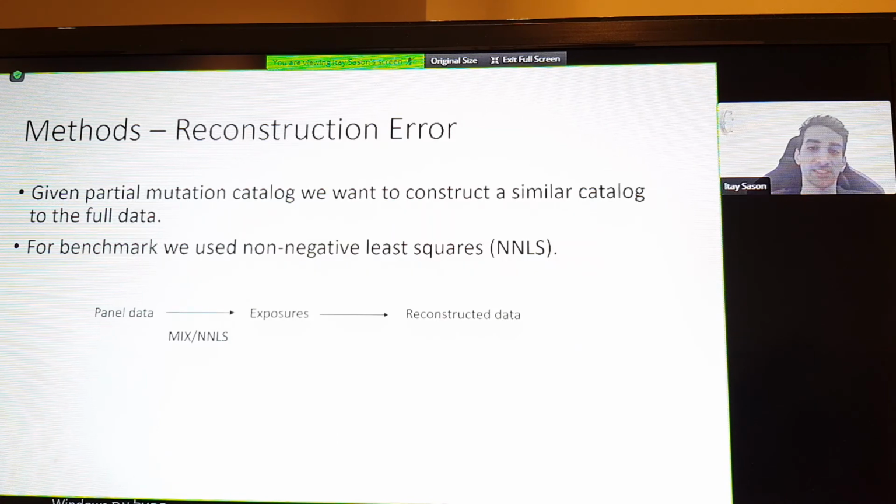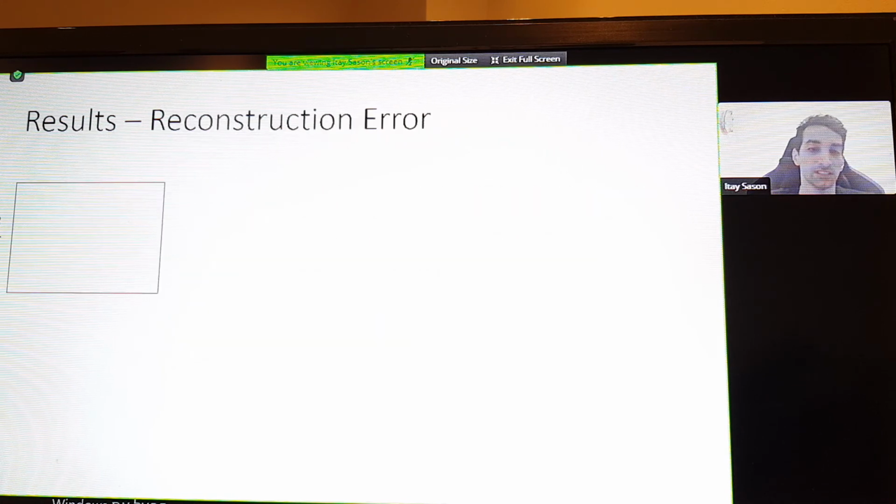Lastly, we wanted to test the performance of MIX on reconstructing hidden mutations. So given a partial mutation catalog, like panel data, we would like to construct the full mutation catalog. In short, we want to construct exposures from sparse samples such that they represent the exposures for the full samples. The full process is as follows.